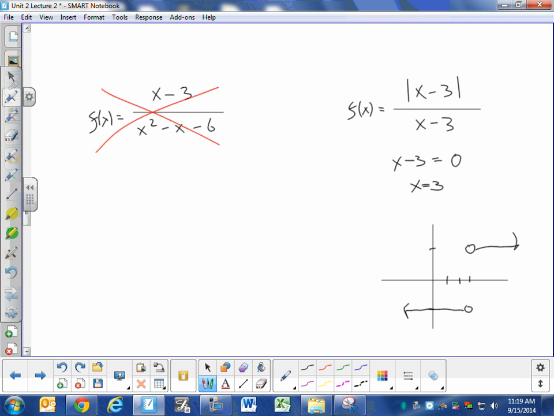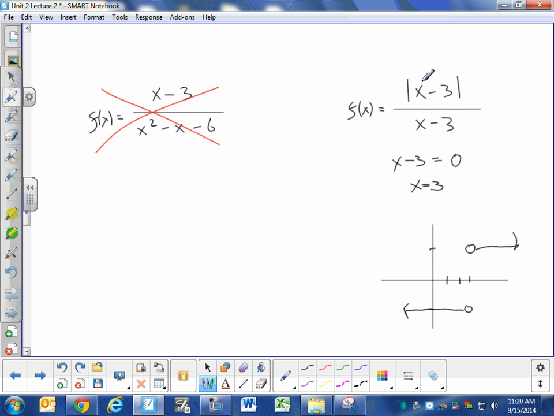Exactly. You think about values like 5. You get 5 minus 3 over 5 minus 3, so you get 2 over 2. If I plug in 6, I get 3 over 3. Plug in 7, I get 4 over 4. If I talk about values to the left of 3, I plug in 2, I get 1 over -1. Plug in 1, I get 2 over -2. Plug in 0, I get 3 over -3. This is a function that we need to be familiar with.